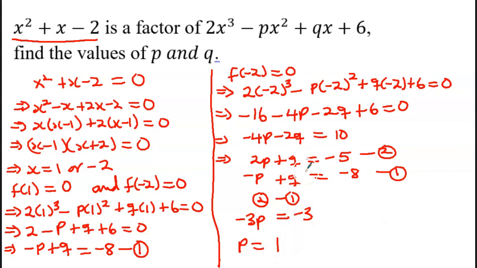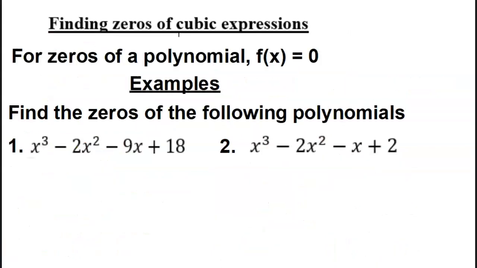Then we put it in any of the two equations. So, which implies that minus 1 plus q is equal to minus 8. So q is equal to minus 8 plus 1. So our q becomes minus 8 plus 1 is minus 7. Let's look at the next one.